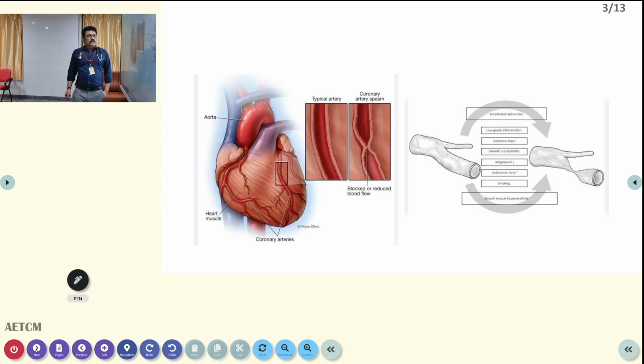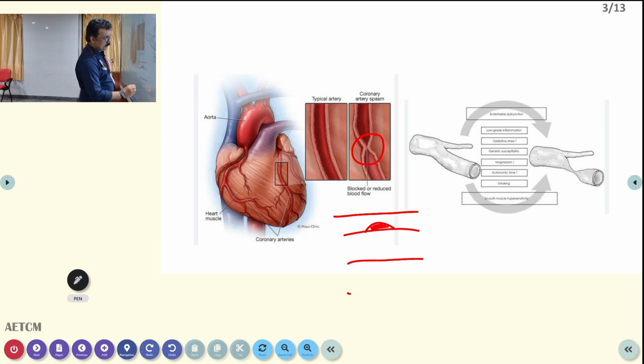Now here you can see the vasospasm occurring. So what is the difference between normal angina and this? In normal angina, you have a plaque that produces some reduction in the blood vessel. In myocardial infarction, that plaque can rupture and block the coronary completely. In vasospastic angina, actually the occlusion is complete. Due to spasm, the occlusion is complete.